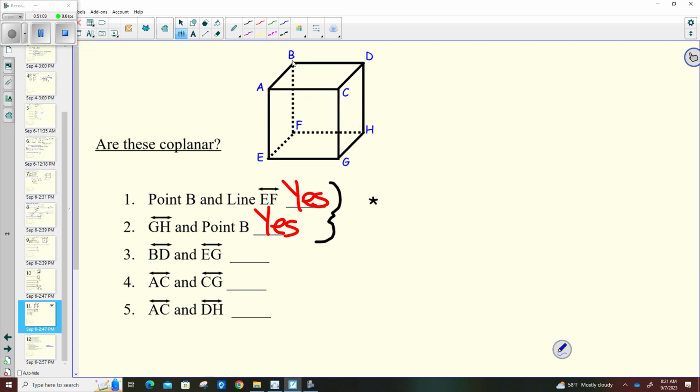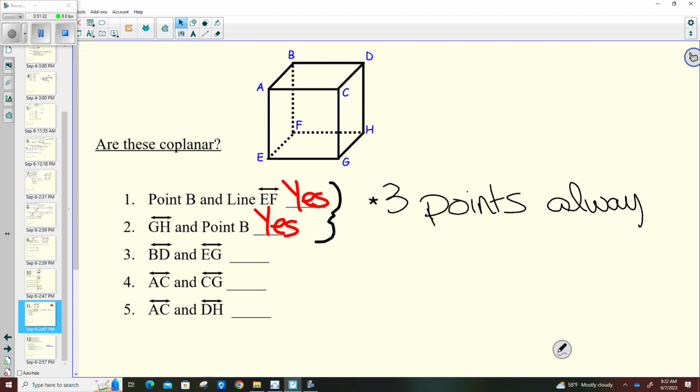How many points did I name in both of those questions? How many points are always coplanar? 3. So if you recognize that there were only 3 points listed, you can always go to coplanar. So a line and a point, always coplanar, because it doesn't matter where that line and that point are, you're going to be able to put a flat surface that connects them.